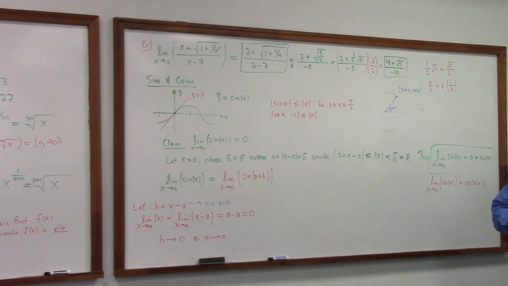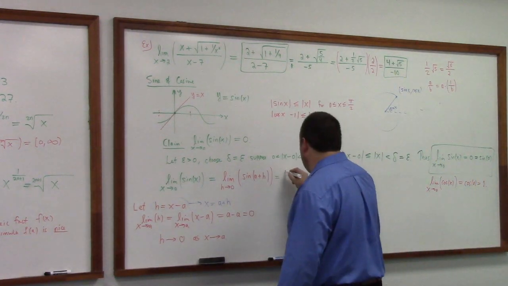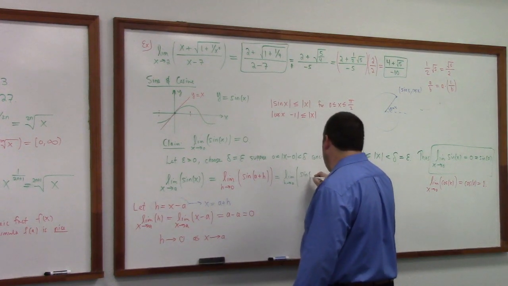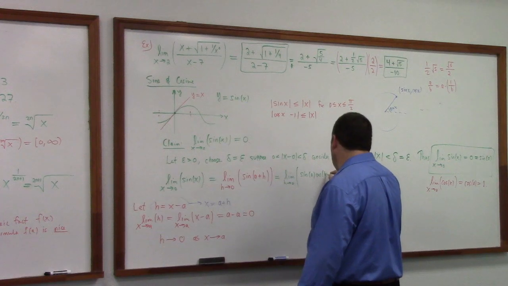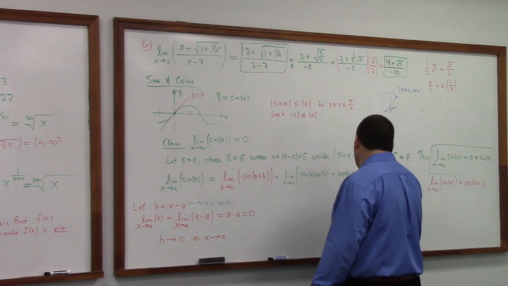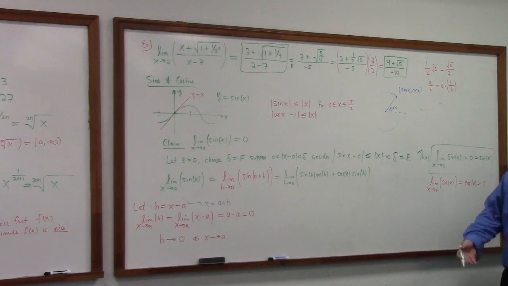Now, question: can you tell me what sine of a plus h is? How do you break up a sine of a sum? What's the rule? Do you remember this from pre-calculus? Maybe not. The adding angles formula is sine a cosine h plus cosine a sine h. This is the adding angles formula for sine.